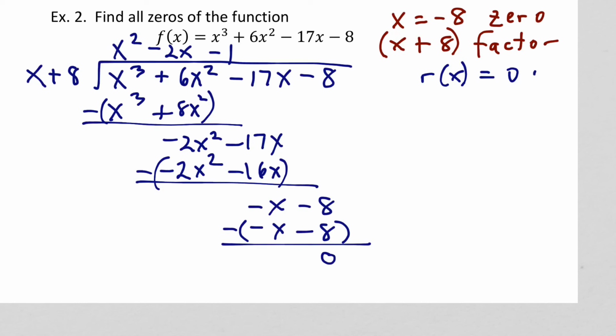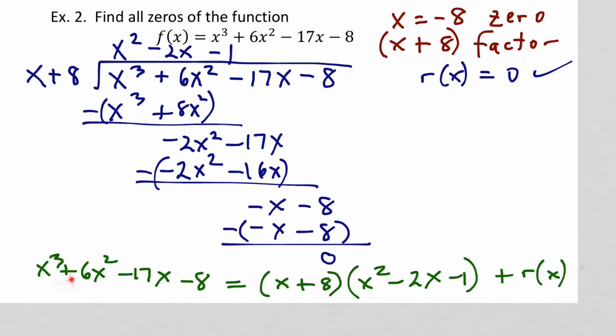Okay, so we did reinforce that x plus 8 is a factor because it divides evenly into f of x, and we've uncovered what the other factor is. So what I've written down here is that f of x is equal to d of x, our divisor, times q of x, our quotient, plus r of x, which in our case is 0. So this is what we have now.